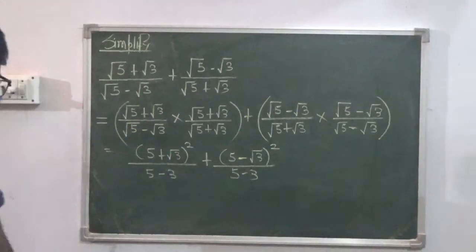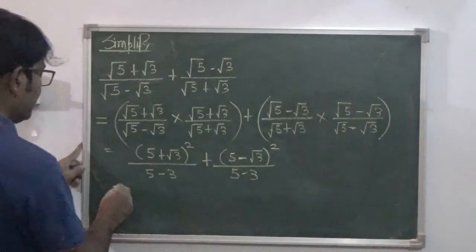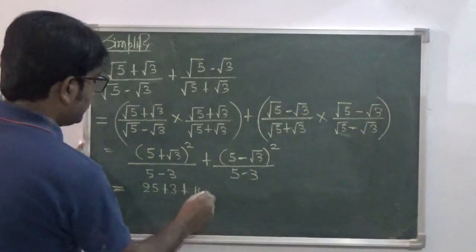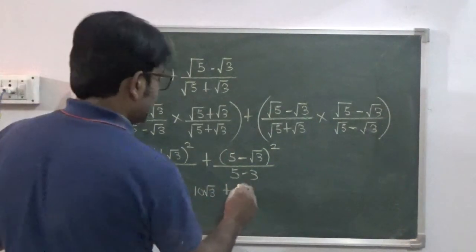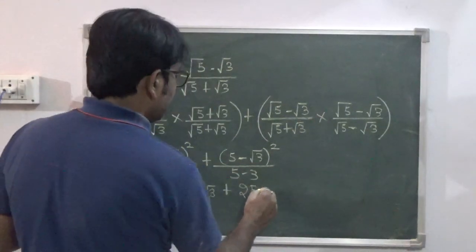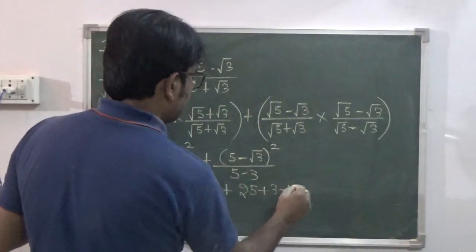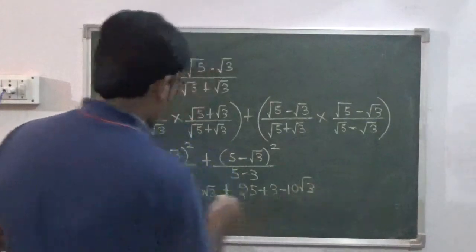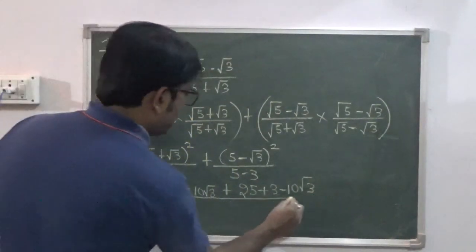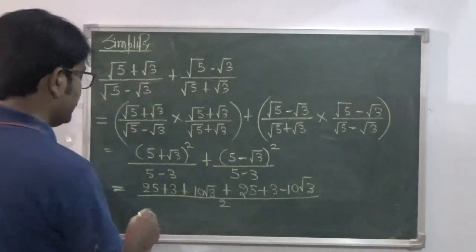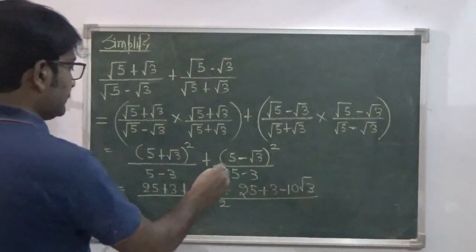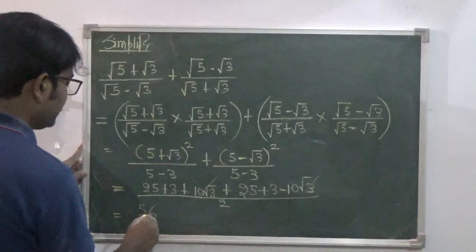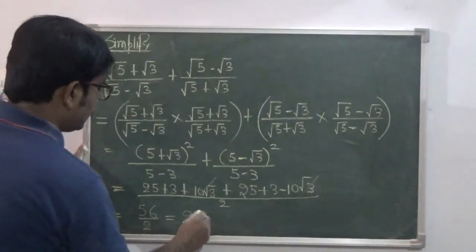So now the denominators are the same. We take the LCM and then simplify. So it is, if you square it is 25 plus 3 plus 10 root 3 plus 25 plus 3 minus 10 root 3 divided by, we have 2. So here we get, this one will cancel, you have got 56 by 2 and that is coming to 28.